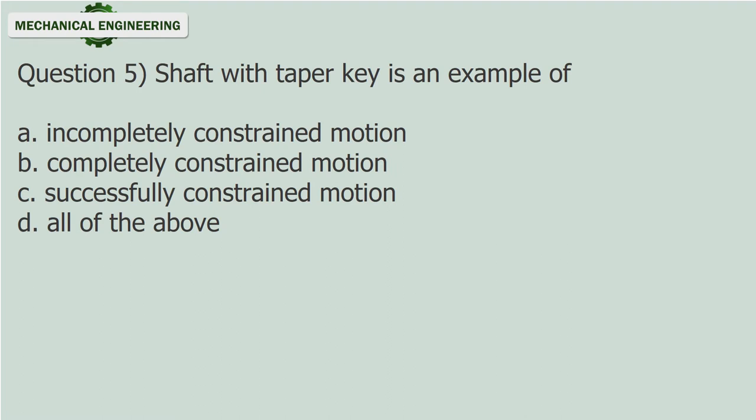Question 5. Shaft with taper key is an example of A. Incompletely constrained motion. B. Completely constrained motion. C. Successfully constrained motion. D. All of the above. Answer: Successfully constrained motion.